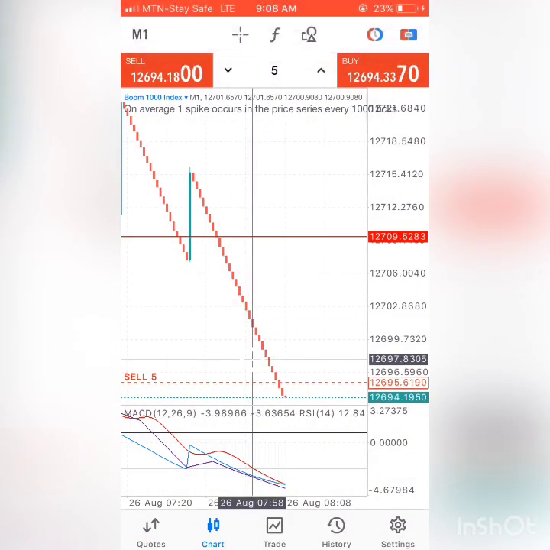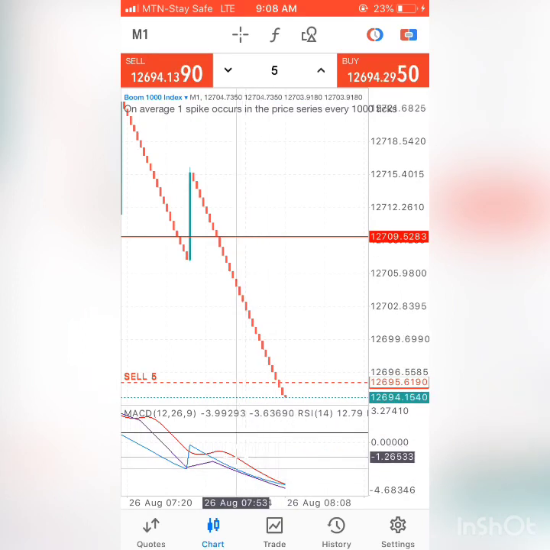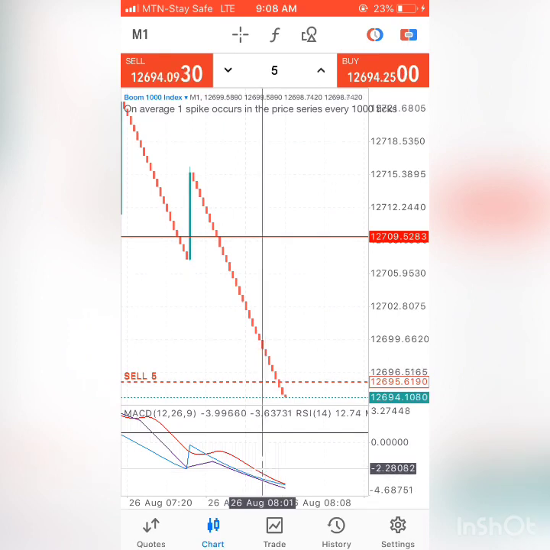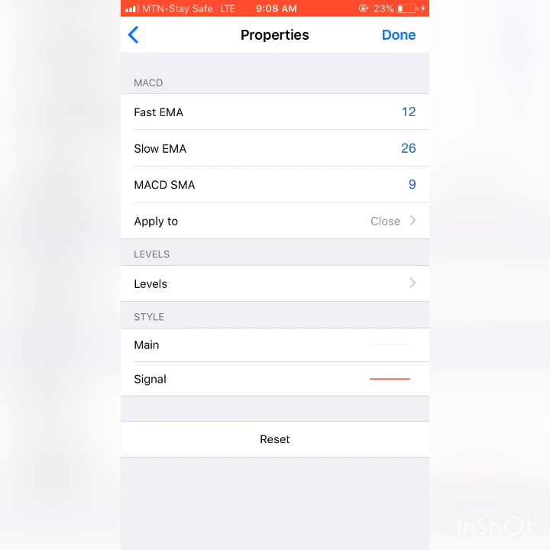This is my signal line. I call it the signal line. This red line here is the signal line. Okay, you get that on the MACD. So now we are done with the MACD.